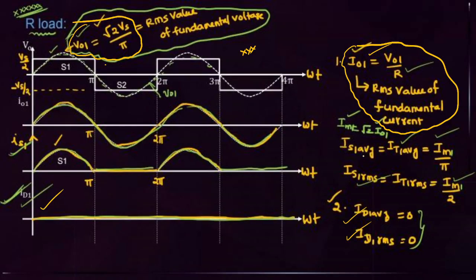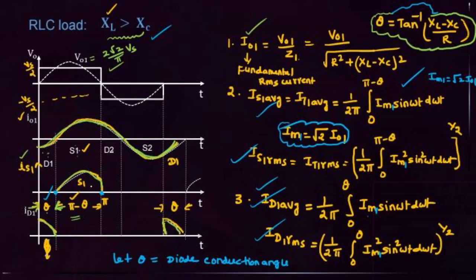Then this is about the maximum value of current. This is the average switch current. That is the S1 current, the RMS switch current. But the diode currents are 0 because of resistive load. Feedback diodes will not conduct.